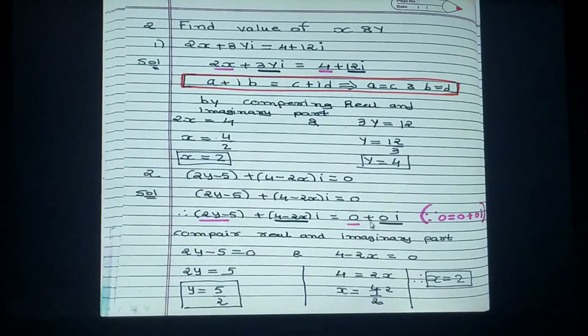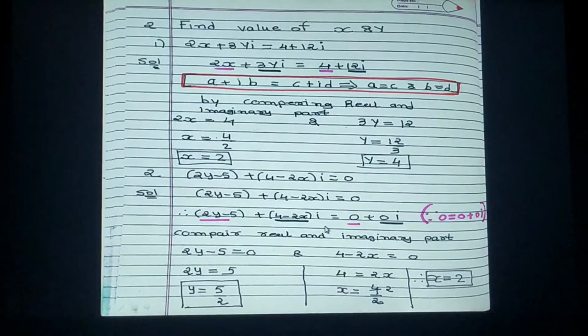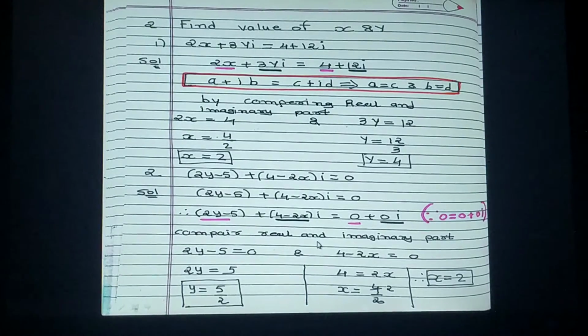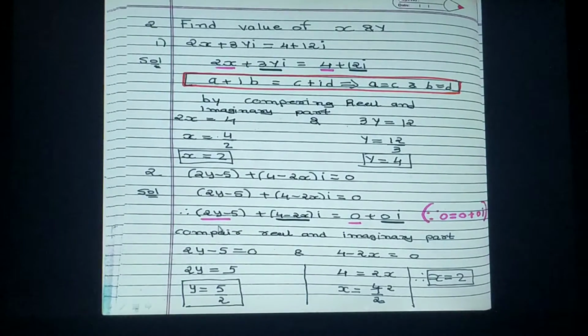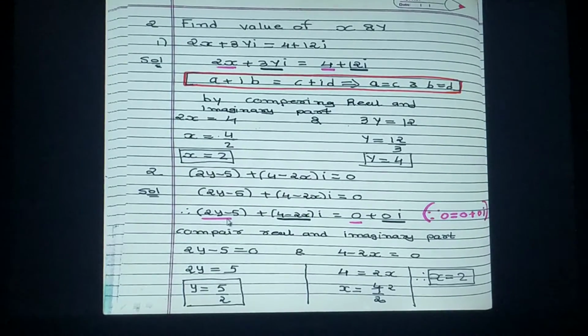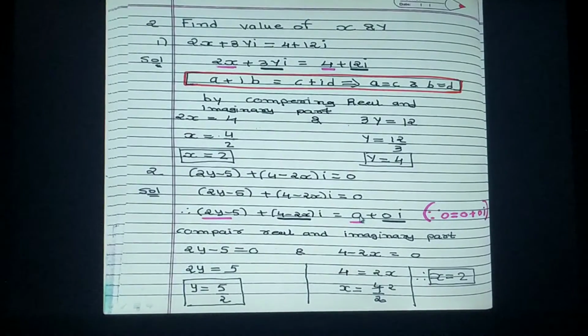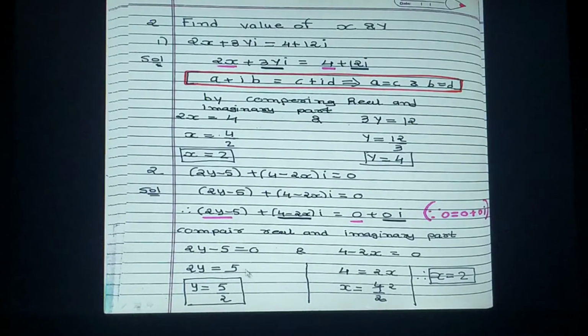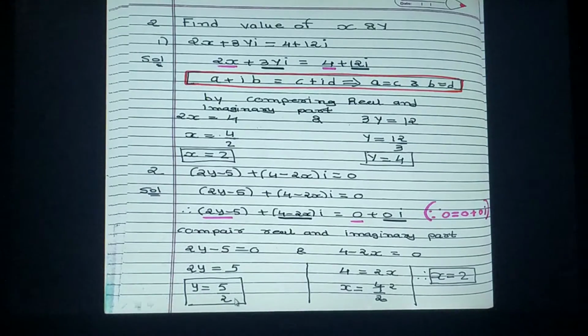So now on both sides we have the standard form, so we use this relation. Compare the real and imaginary parts. 2y − 5 = 0. Here 2y − 5 is the real part, and on the right hand side 0 is the real part. So 2y − 5 = 0, 2y = 5, so y = 5/2.